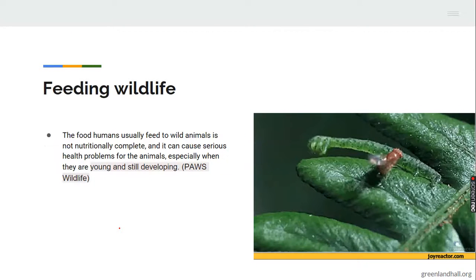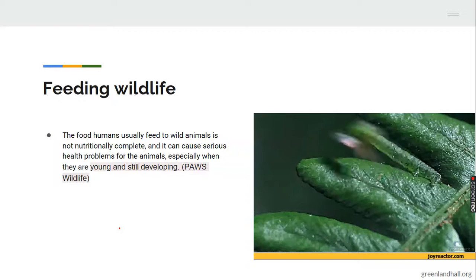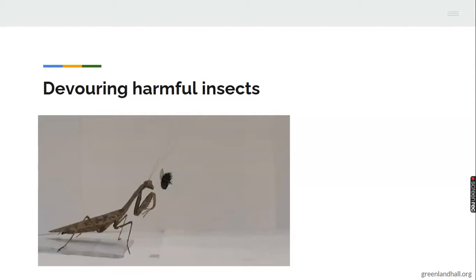They help in feeding wildlife because, of course, if they're not fed, they will die. The food humans usually use to feed wildlife is not nutritionally complete, and it can cause serious health problems for the animals, especially when they are young and still growing. That is gotten from the PAWS Wildlife platform.